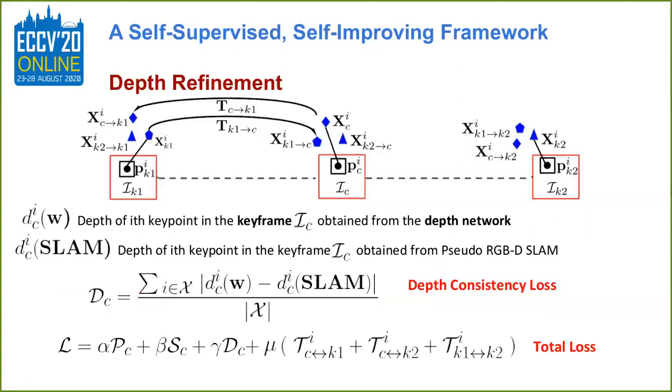We have the depth estimate of the common tracked key points from both the depth network and the pseudo RGB-D SLAM. Therefore, we can compute depth consistency loss as the L1 error between the network predicted and SLAM estimated depth values. The total loss is the combination of both narrow and wide baseline losses.